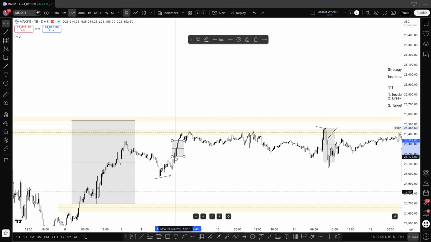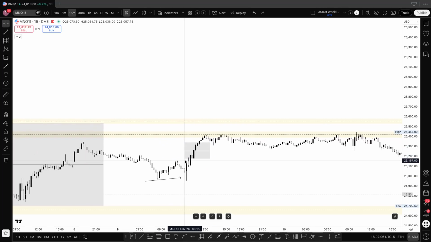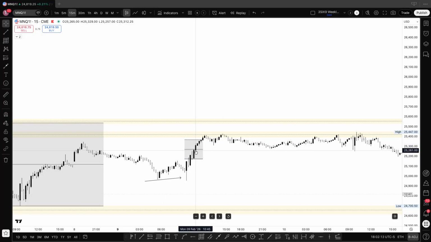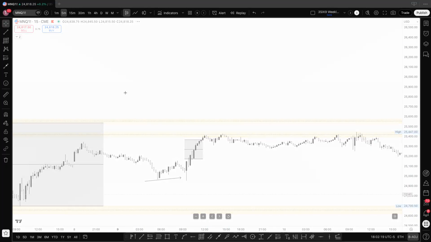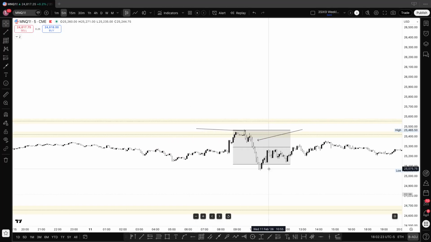Okay. There's another one here. Inside candle, breakout candle. Let me zoom in a little bit for you guys. This is an inside candle, and there's a breakout candle, a strong breakout to the upside. There you go. Stop loss, entry, take profit. Okay. Now I'm gonna go back to 5 minute or 1 minute in a bit. Let's do 5 minutes first.